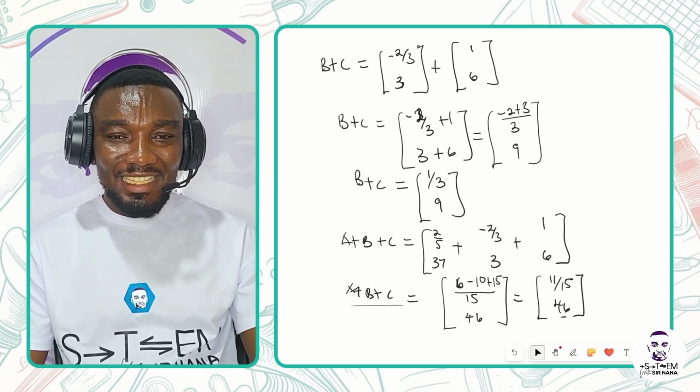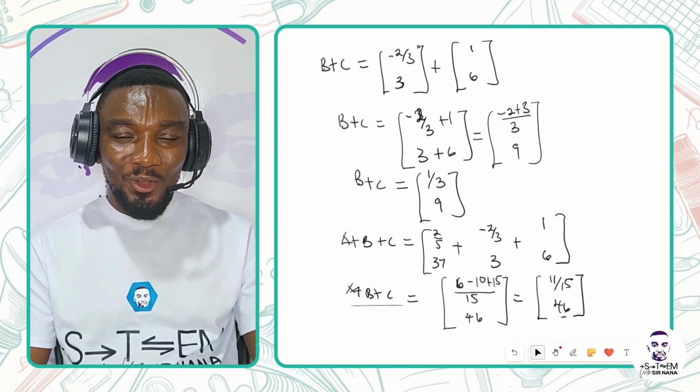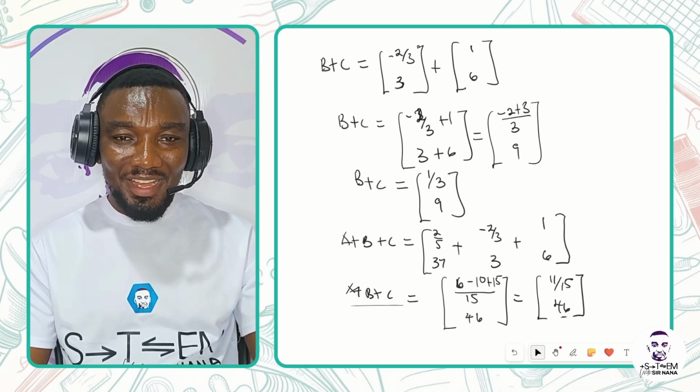In our next lesson, we want to consider another way of performing operations on vectors, which will be multiplying a vector by a scalar. See you in the next lesson.